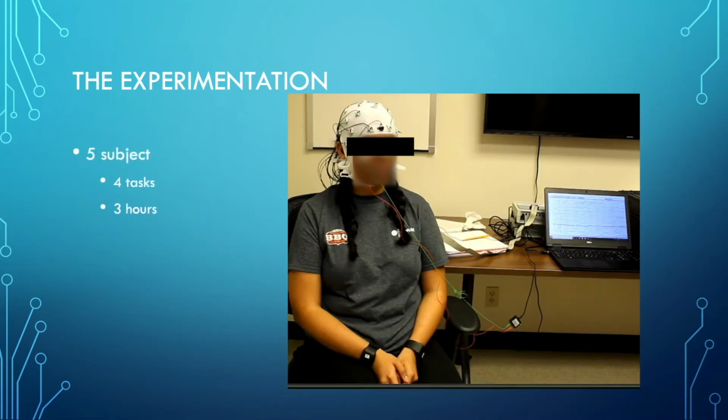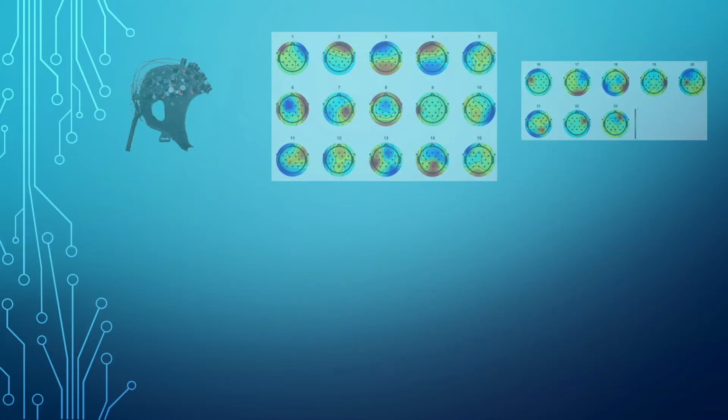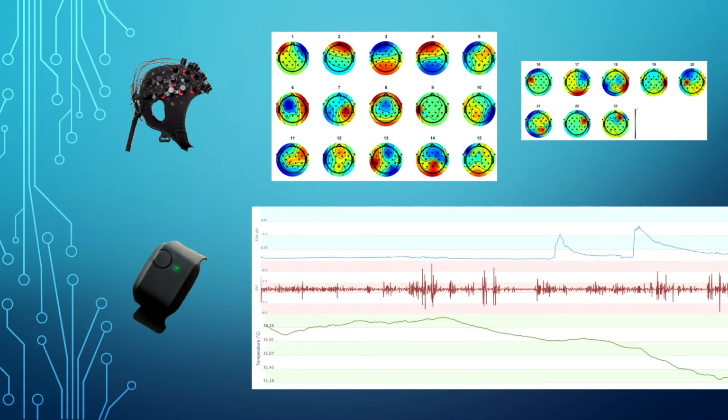We designed and ran 5 3-hour experiments. Each experiment was split into 4 tasks. During all tasks, subjects wore a brain vision, electroencephalogram, or EEG system, and 2 Empatica E4 wristbands, 1 on each wrist. 4 data points were collected: EEG, electrodermal activity, or EDA, body temperature, and photoplethysmogram, or PPG.